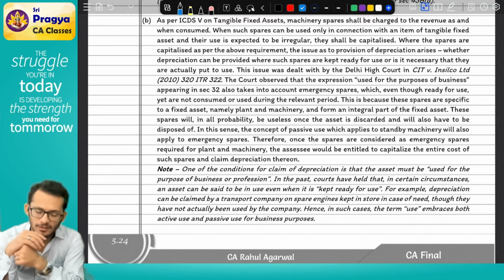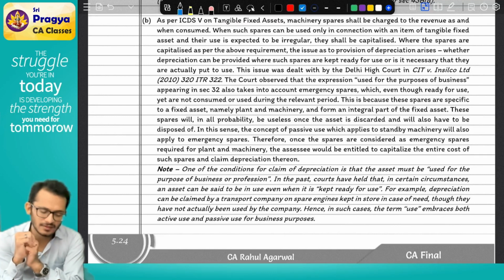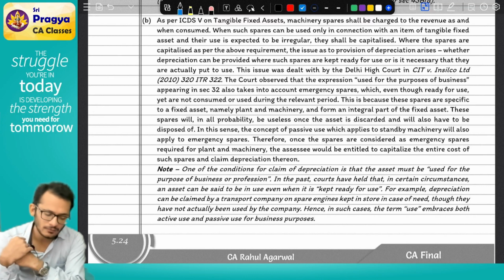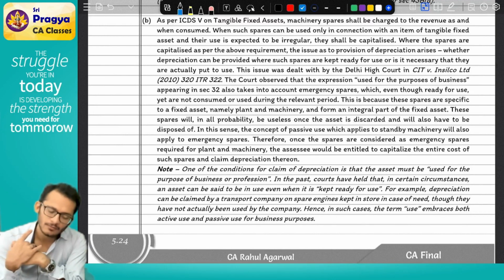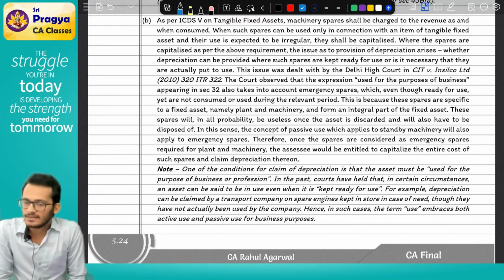The court observed that the expression used for the purpose of business appearing in section 32 should also be taken into account for emergency spares, which even though not ready to use, yet are consumed or used during the relevant period. This is because the spares are specific to a fixed asset, namely plant and machinery, and form an integral part of the fixed asset. These spares will in all probability be useless once the assets are discarded and will also have to be disposed of. In this sense, the concept of passive use which applies to standby machinery will also apply to emergency spares. Therefore, once the spares are considered as emergency spares required for plant and machinery, the assessee would be entitled to capitalize the entire cost of such spares and claim depreciation thereon.